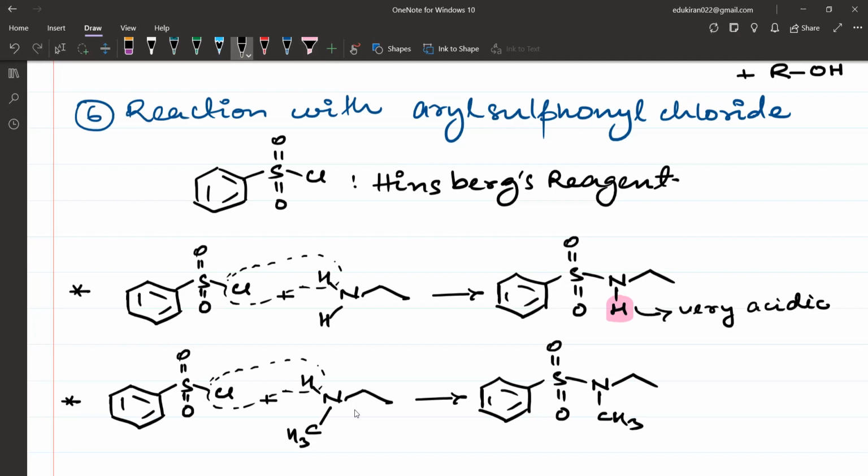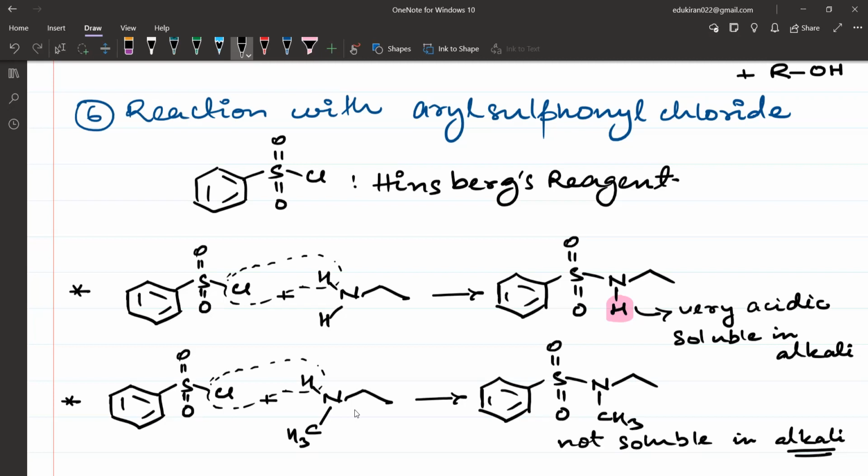Why is it acidic? Because if you remove this hydrogen, we will get a nitrogen में negative charge. This negative charge can be in resonance with this oxygen atom here. ठीक है ना? तो यहाँ पे ऐसे इसका resonance हो जाएगा. That's why it is acidic here. If it is acidic, that means it is soluble in alkali, right? It is soluble in alkali, and this is not soluble in alkali. Now, Hinsberg test can be used for the distinction between primary and secondary amine.